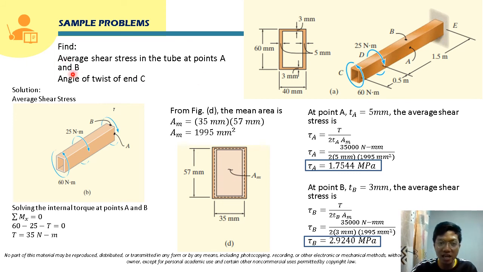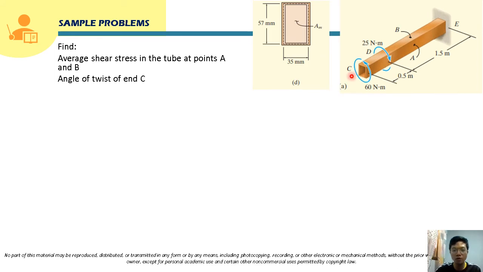So this will now be the answers for the first part. So we still have this second part, so we will also solve this. Okay, so for part 2 of the problem, we are going to solve for the angle of twist of end C. Class, as you can see here in this given tube with these torques, from point C to point D there will be an angle of twist, and there will also be a different angle of twist from point D to point E.